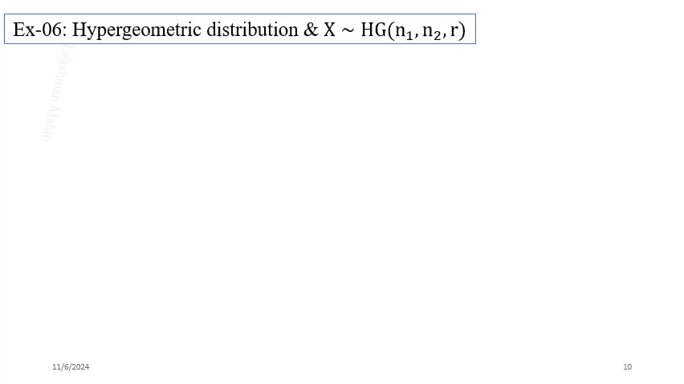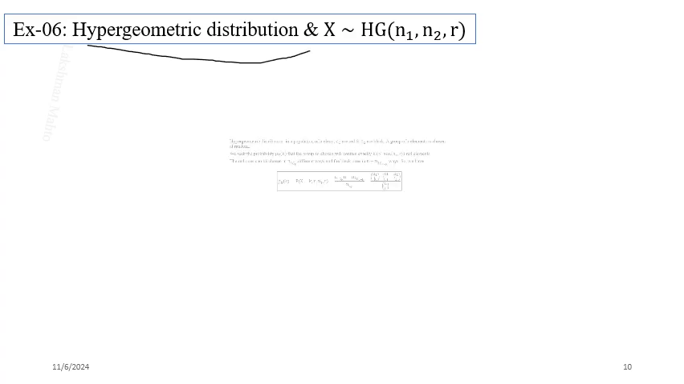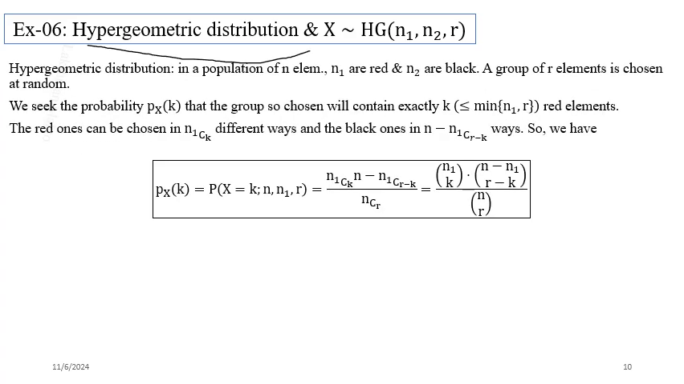We have already covered almost all the discrete random variables, though there are other discrete random variables as well. Another one is the hypergeometric random variable, which again deals with grouping. In a population having N elements, N1 are red and N2 are black. You take a group of R elements, so in that R, black and red would both be there. We seek the probability that the group so chosen will contain exactly K red balls.